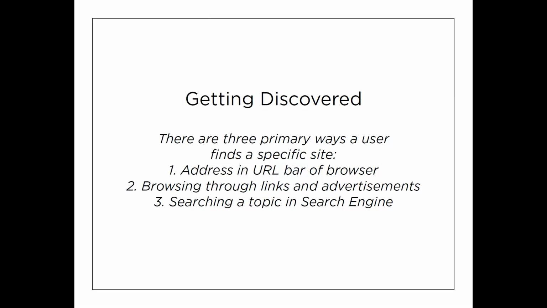There are three primary ways a user finds a specific site: either by typing an address in the URL bar of a browser, browsing through links and advertisements, or searching a topic in search engines. I could also add a fourth one, finding through social media. Any one of these things that gets your entity out there is basically a way of trying to get discovered.